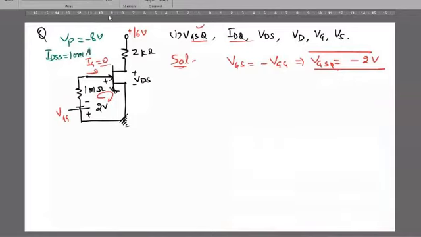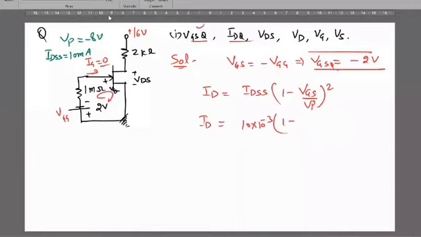Fine. So directly we can put the value in the current equation, Shockley's equation, that is IDSS times (1 minus VGS over VP) whole square. And we can directly calculate the value of drain current: 10 into 10 raised to the power minus 3, times (1 minus VGS, which is minus 2 volt, divided by VP, which is minus 8) whole square. So finally 1 minus 1 by 4, 3 by 4, squared, into 10 raised to the power minus 3. Okay, so this will be the current.